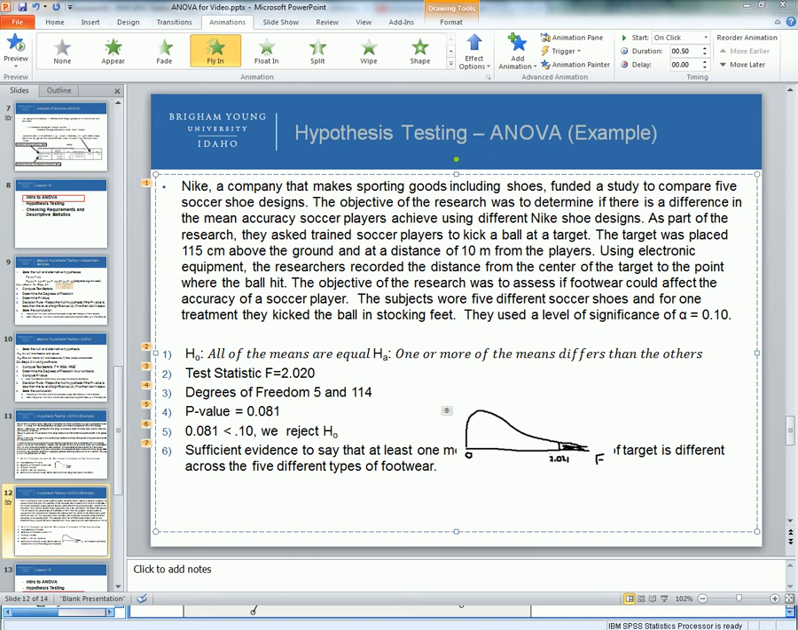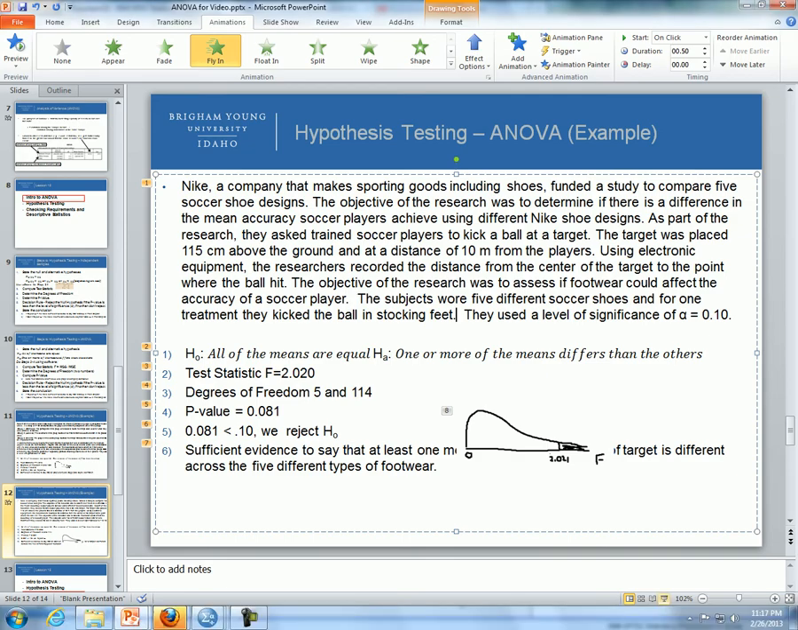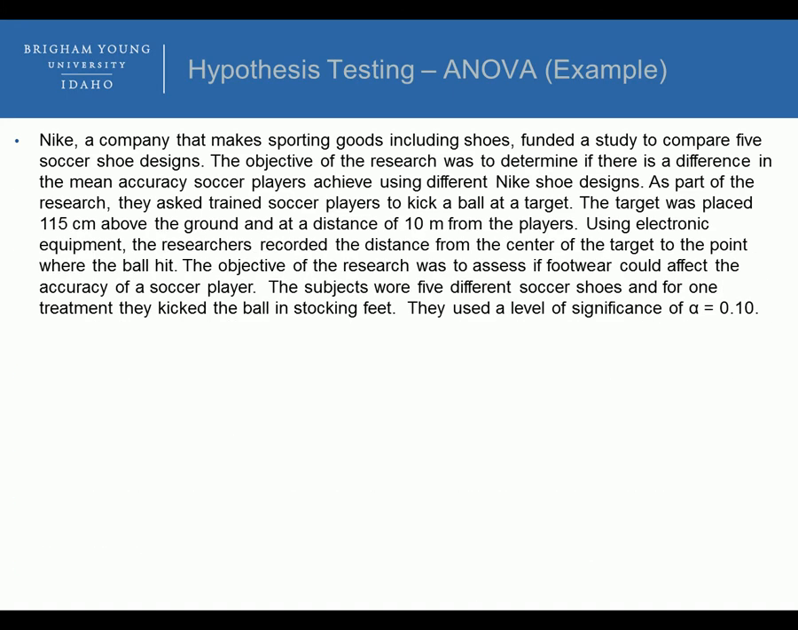And so here's the second example that I promised I would go through. This was found in the online textbook. Nike, a company that makes sporting goods including shoes, funded a study to compare 5 soccer shoe designs. The objective of the research was to determine if there was a difference in the mean accuracy soccer players achieved using different Nike shoe designs.